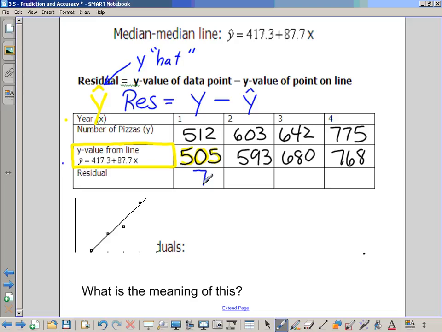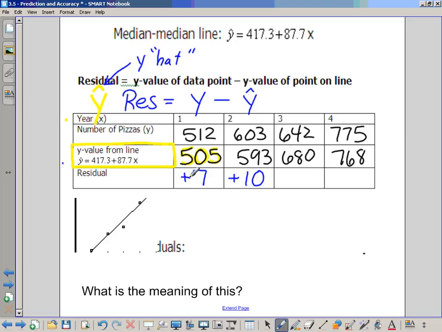In year 2, we actually sold 603 pizzas that year. All right? In year 2, using our line of best fit, we would have been estimated to sell 593. So what is 603 minus 593? Our actual number of pizzas sold was 10 pizzas above the line of best fit. Our actual number of pizzas sold in year 1 was 7 pizzas higher than the estimate.